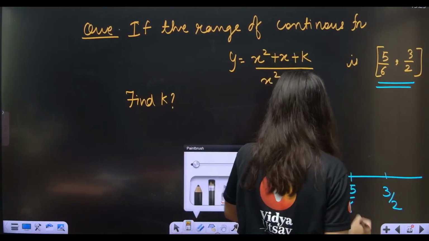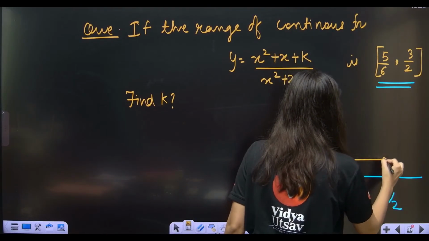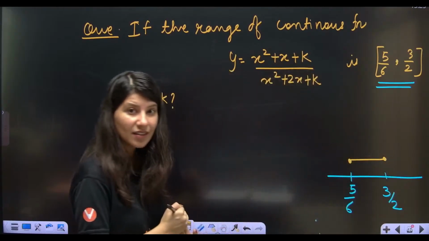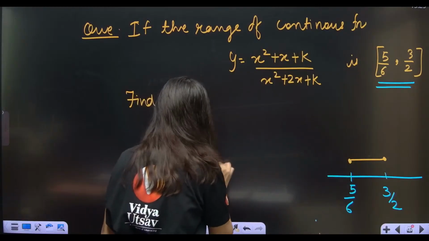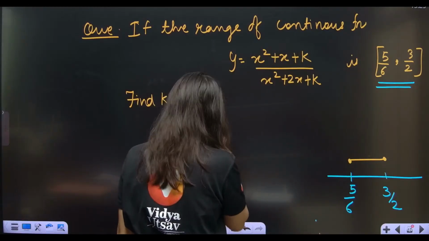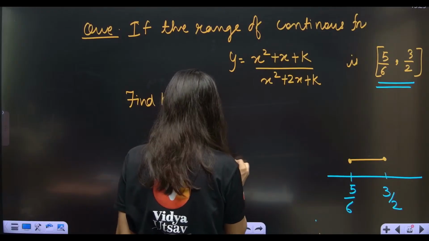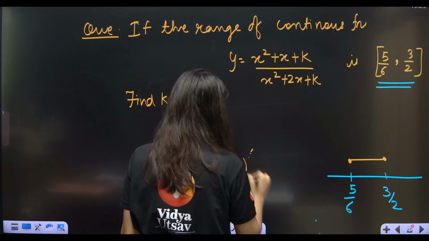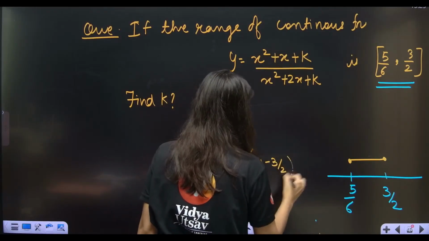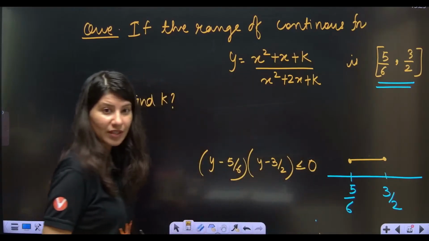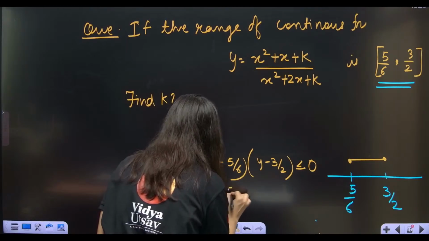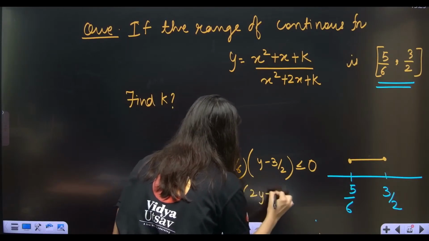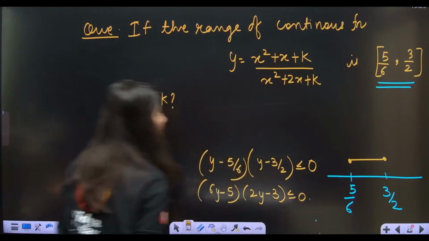And solid circle both the sides. So now create y value. So range given, na, y value. So y belongs to, ma'am, or you can say the y minus 5 by 6 and y minus 3 by 2, which is less than or equals to 0, correct? So this is your quadratic equation. Now 6y minus 5 and 2y minus 3 less than or equals to 0.